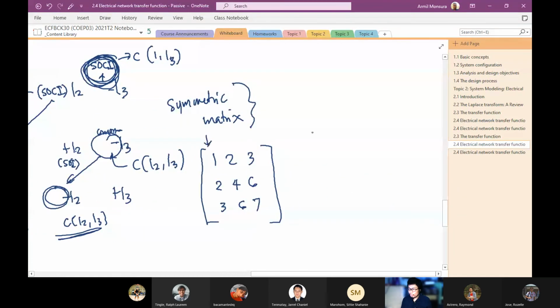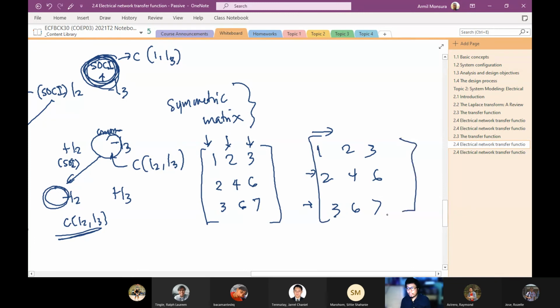Itong 1, 2, 3 na to, isusulat kong pa ganito. So that becomes 1, 2, 3. Itong 2, 4, 6 na to, susulat ko dito. 2, 4, 6. Tapos itong 3, 6, 7, okay, susulat ko this way. 3, 6, 7. So di ba pareho lang sila? Okay? So ito is considered to be symmetric matrix.